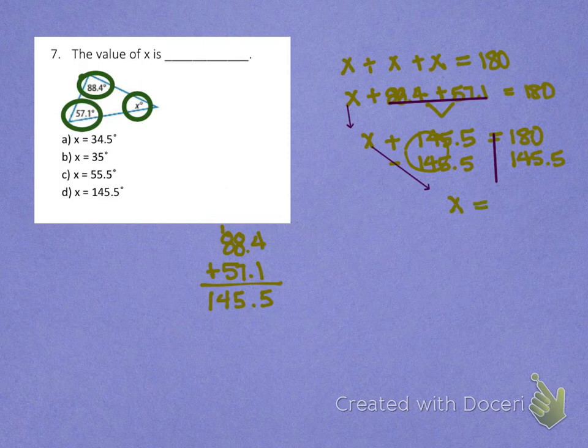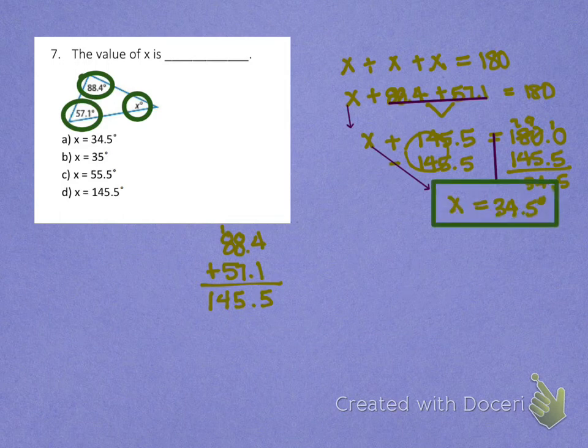Okay, let's subtract. We don't have a decimal on this one, so we're going to place a 0, decimal 0. We have to borrow. That makes that a 10. The 0 becomes a 9, and this 8 becomes a 7. 10 minus 5 is 5. 9 minus 5 is 4. And 7 minus 4 is 3. So this angle is 34.5 degrees. Don't forget your degree sign. So your answer here is A.